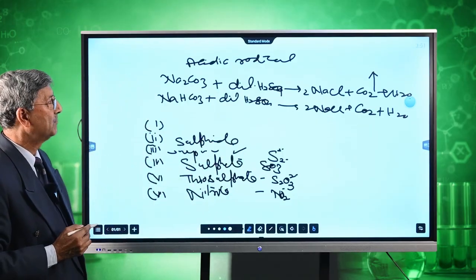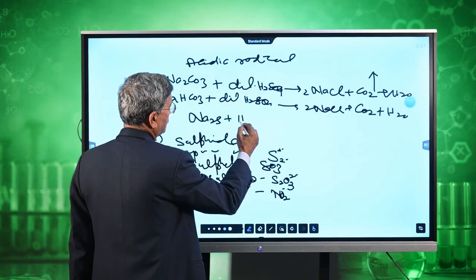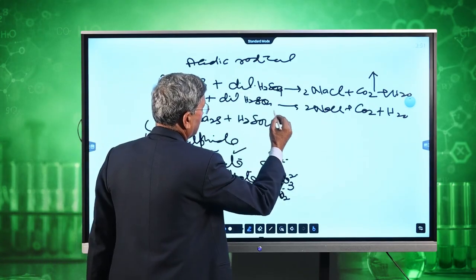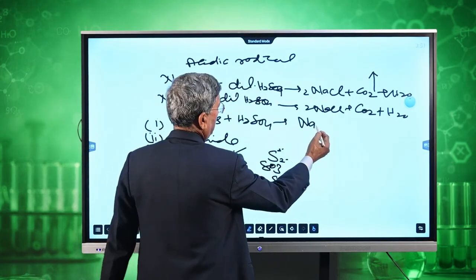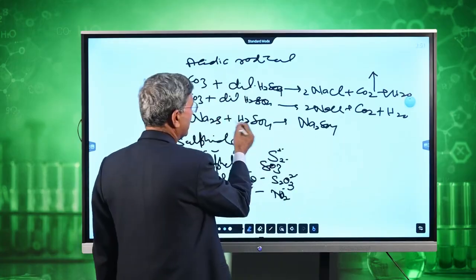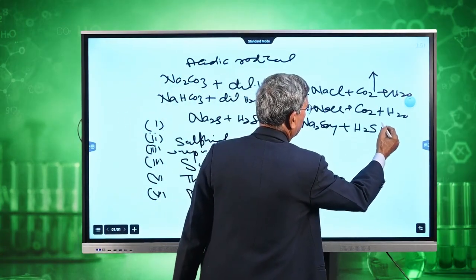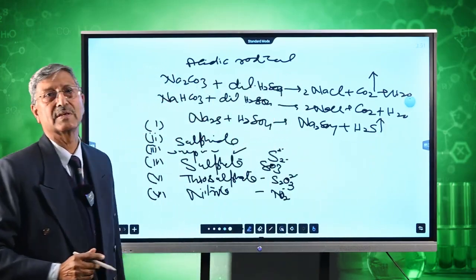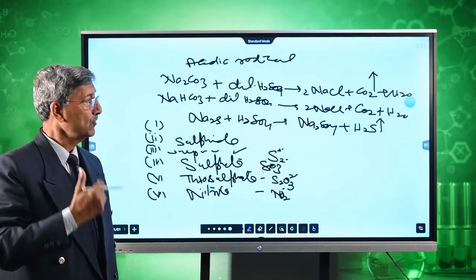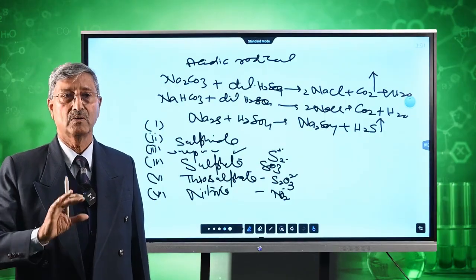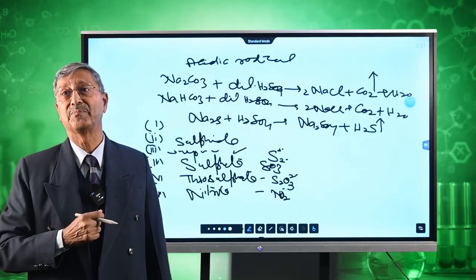In case of sulfide, let us say sodium sulfide plus H2SO4. So this will give you Na2SO4. I'm not balancing the equation. You'll get H2S gas. Now H2S gas has peculiar distinctive properties. It is colorless, but it smells like that of rotten eggs.